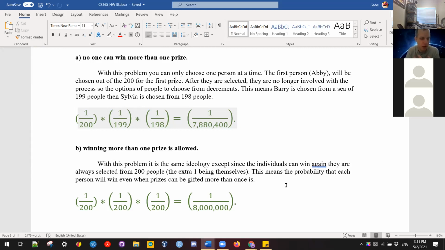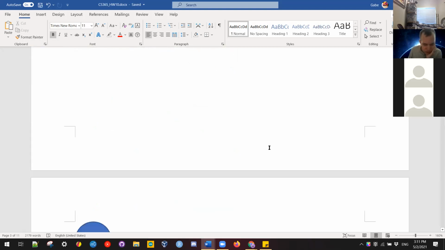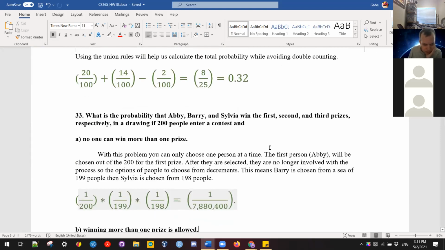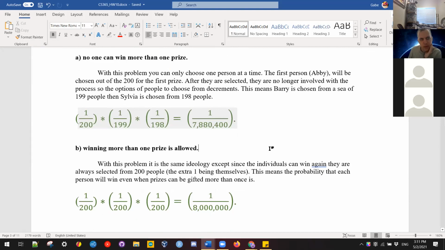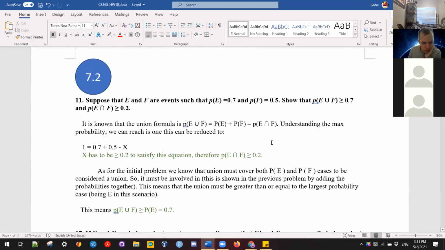Exactly. But the second one is with replacement. If they win, they're still in the pool and they could win again. So the pool is never diminished. But each chance of winning does not increase your likelihood of winning again, so it's still just independent probabilities multiplied together. That one's a simple case of repetition versus non-repetition, replacement versus non-replacement. That one's not too bad.